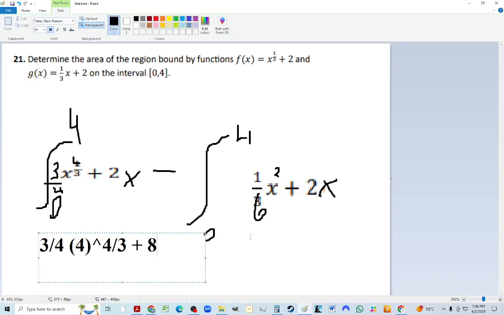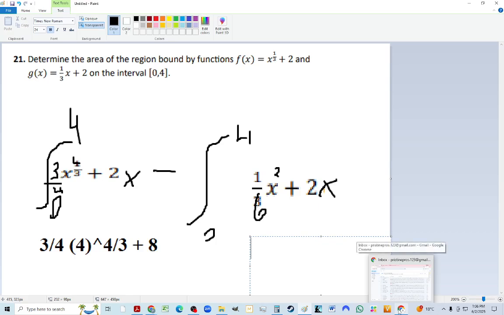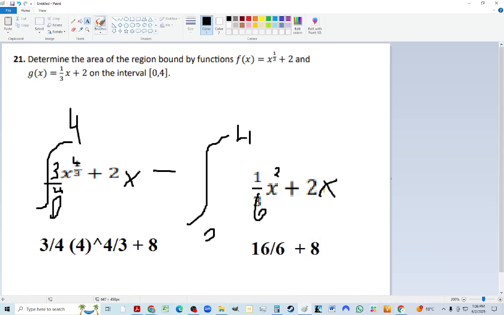And this one, you're finding a 6th of x squared, which is 16, plus 2 times 8. Now, we could make our life a little bit easier. When we're subtracting these things, this minus applies to both, and these 8s would cancel. But we'll just leave it like that. We'll just add this and subtract it.